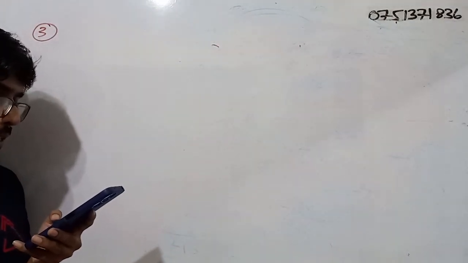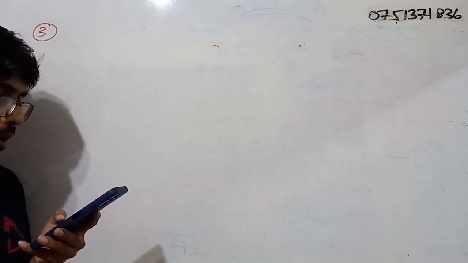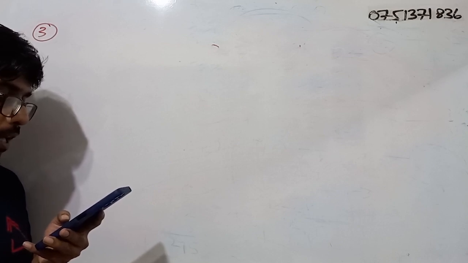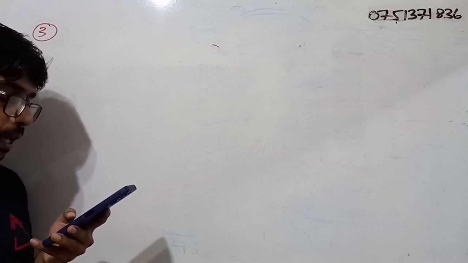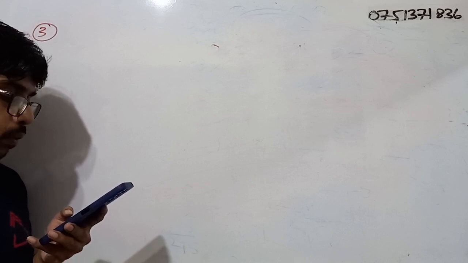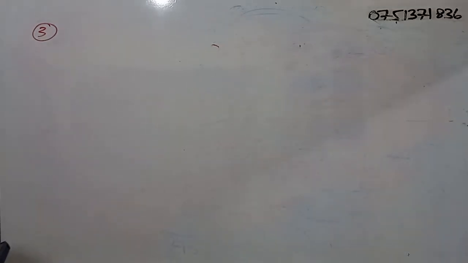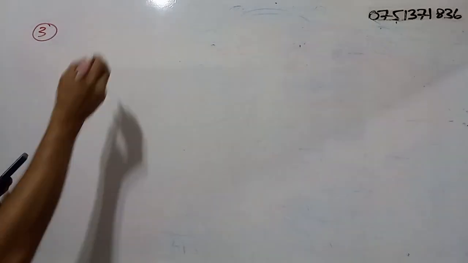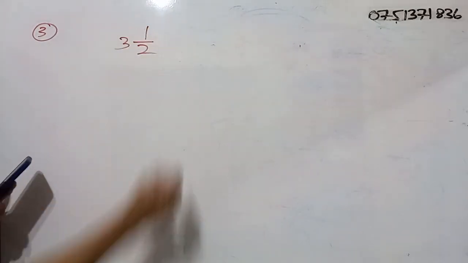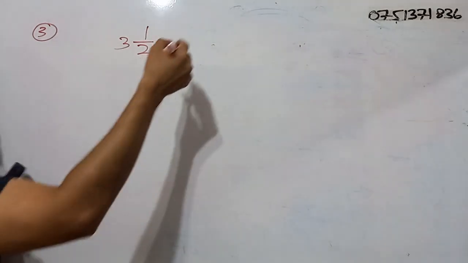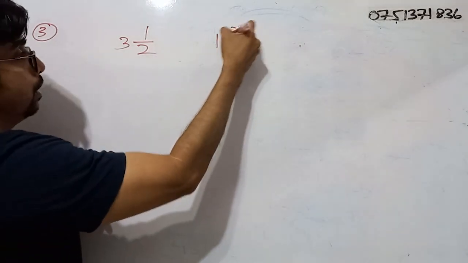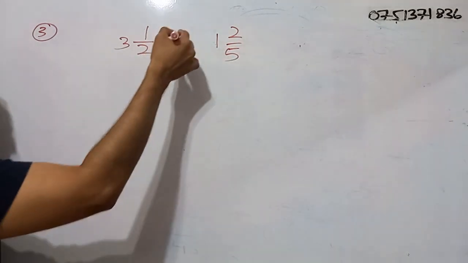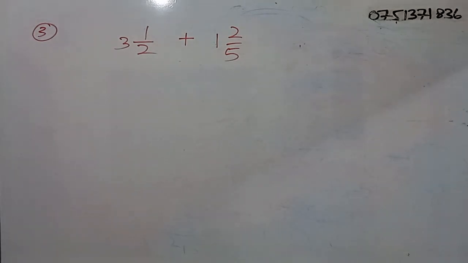A farmer has cultivated paddy in an area of 3.5 square kilometers and vegetables in an area of 1 2/5 square kilometers. Find the total cultivated area. So what do we have to do? We have to add those two areas together. So one we have 3.5 square kilometers, and the other one we have 1 2/5. So both are square kilometers. So we have to add these two.